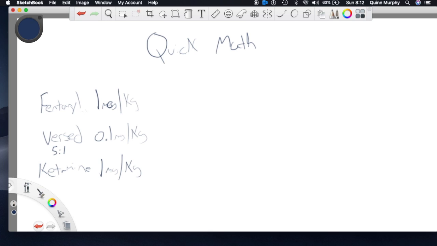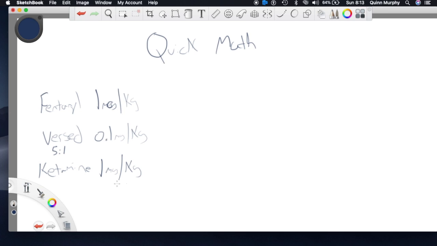So for fentanyl, our dose is 1 microgram per kilogram. Versed 5 to 1, so that's the little vial. We're going to be giving this IN or IM. The dose is 0.1 to 0.2 milligrams per kilogram. With this method, I always do the 0.1 because it's easier math, and I can always just re-give my dose if the 0.1 milligram per kilogram didn't work, and then I'll be at the 0.2. So I always figure it out for the 0.1.